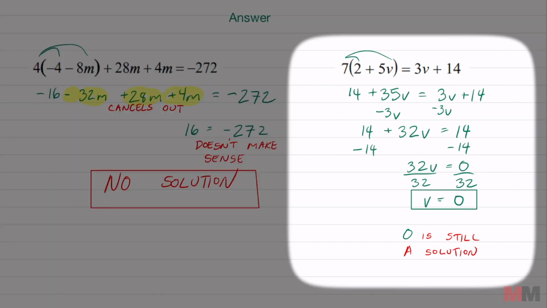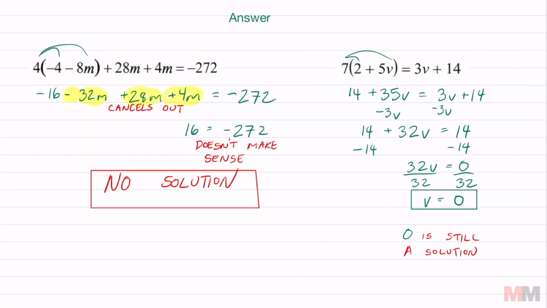On the right side, you had to distribute first. I put my v's on the left side, then I subtracted 14. And then I divided by 32 on both sides, and I got v equals 0. 0 doesn't mean that it's an infinite solution or a no solution equation. That is one answer. The 0 can still be an answer. So I try to trick you with that. Don't you guys hate it when your teachers do that? 0 is still a solution. I try to trick you, but if you got it, awesome.